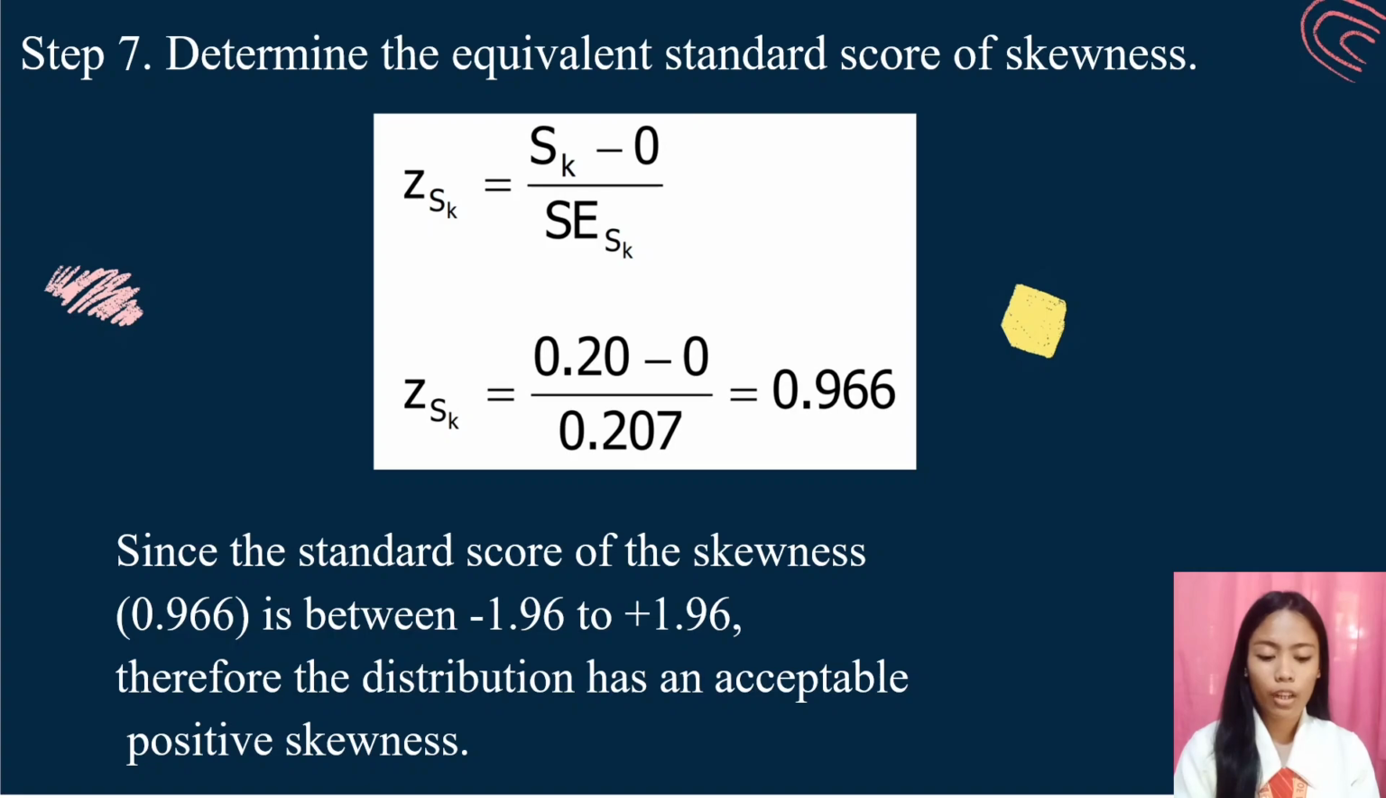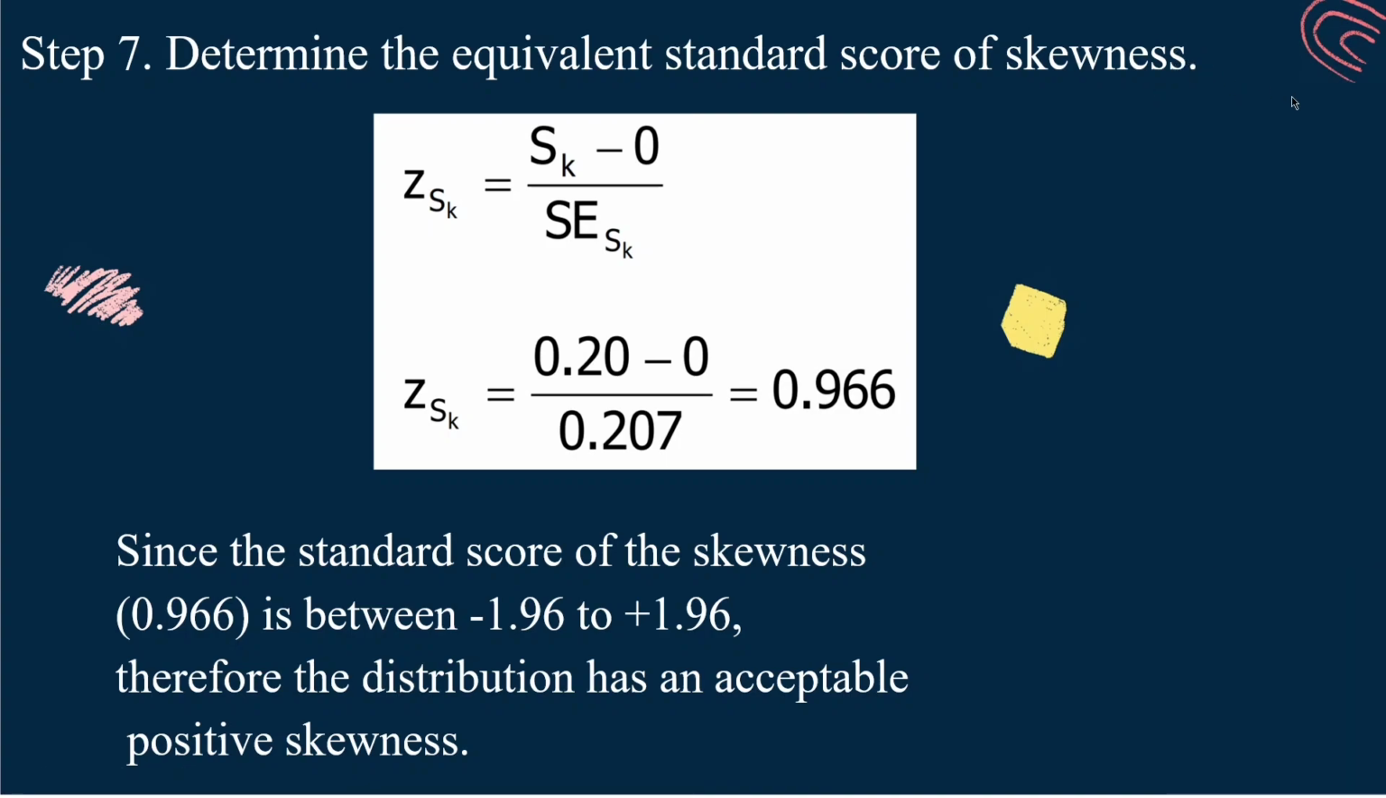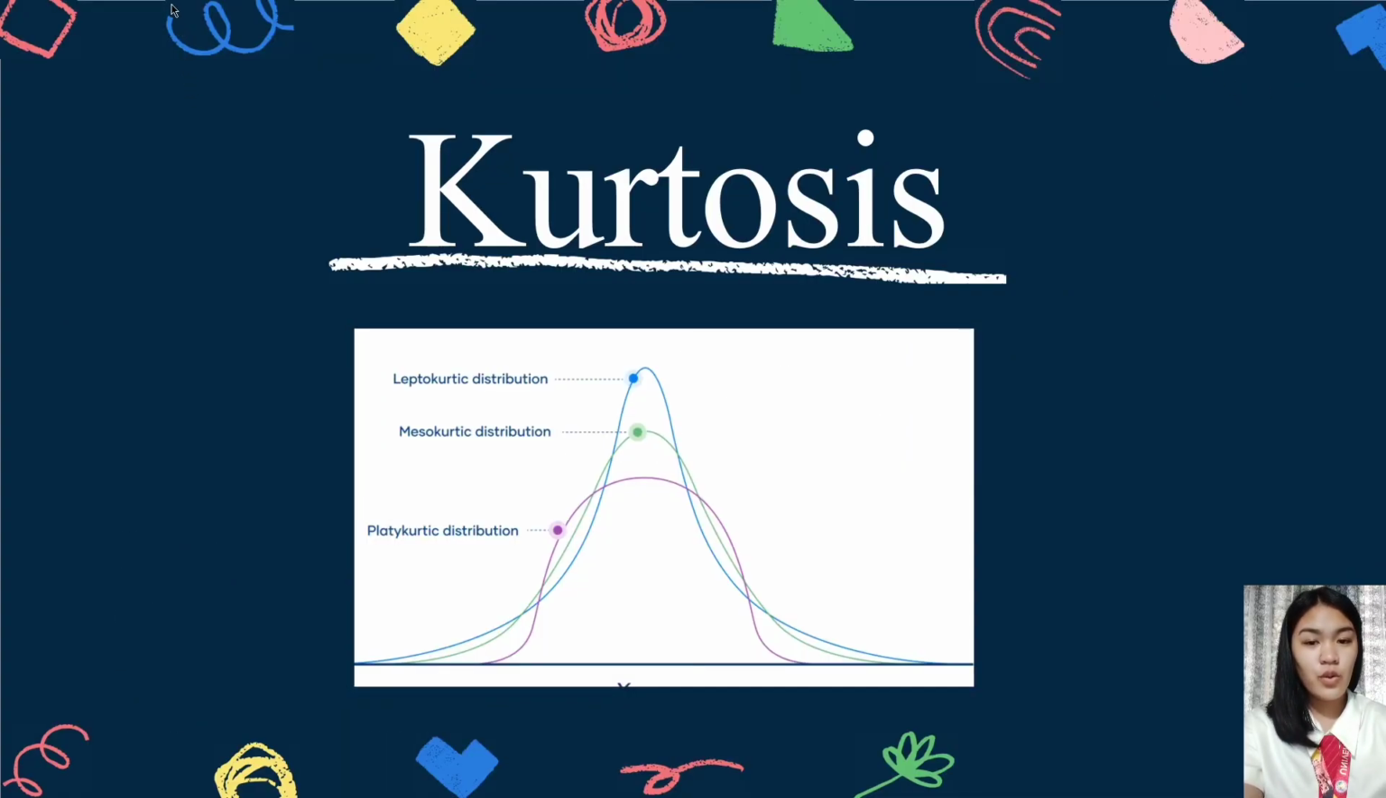Therefore, the z-score of the skewness is 0.9666. Since the standard score of the skewness, 0.966, is between negative 1.96 and 1.96, therefore, the distribution has an acceptable positive skewness. So now we are going to proceed to kurtosis. If skewness means lack of symmetry, kurtosis on the other hand refers to the tailedness and peakedness of the distribution.